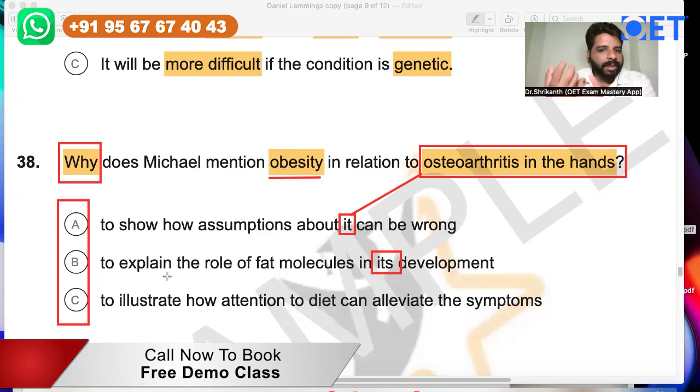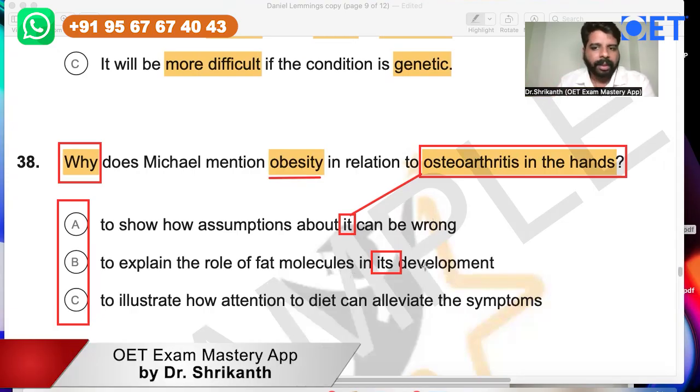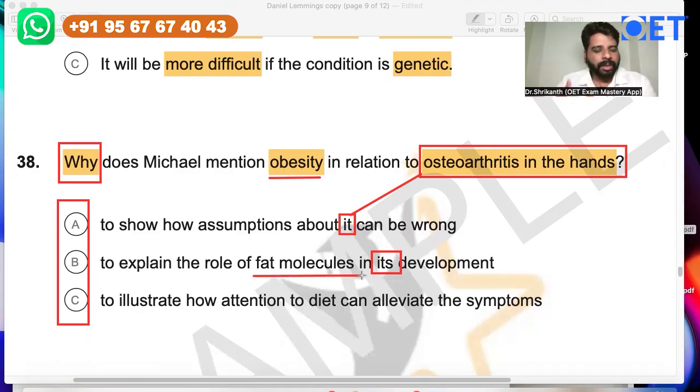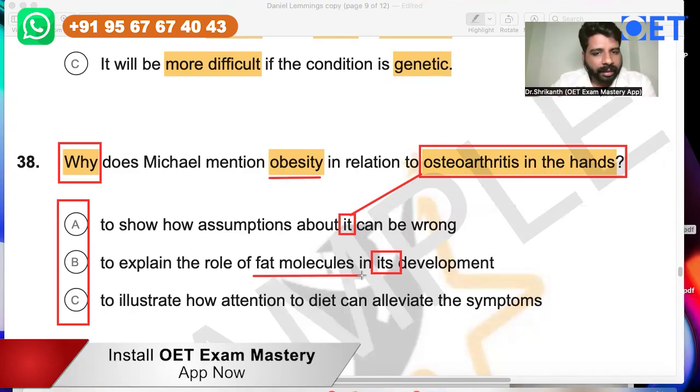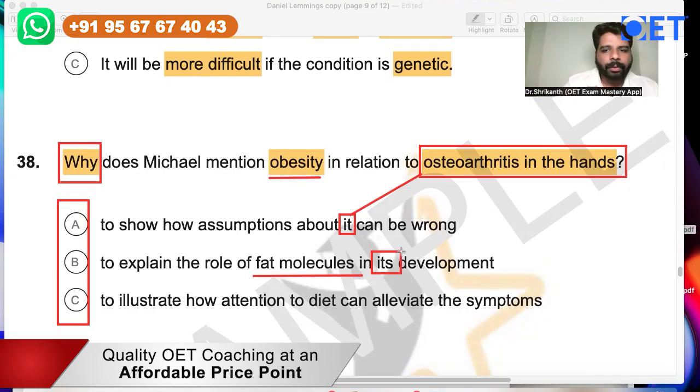Now let's come to answer option B. Why is he mentioning obesity? He wants to explain to us the role of fat molecules in the development of osteoarthritis. So in a patient, osteoarthritis develops because of fat molecules, and he wants to explain this to us. This is the reason. The reason he is talking about obesity is to explain how fat molecules lead to the development of osteoarthritis. So it is once again referring to osteoarthritis, not obesity. Obesity is just a reason.